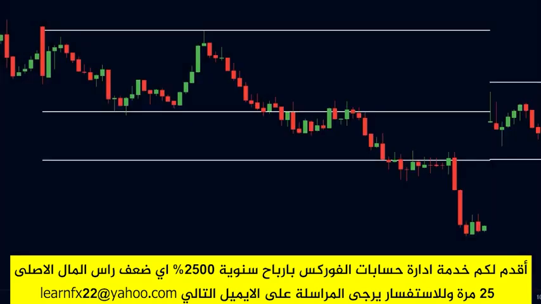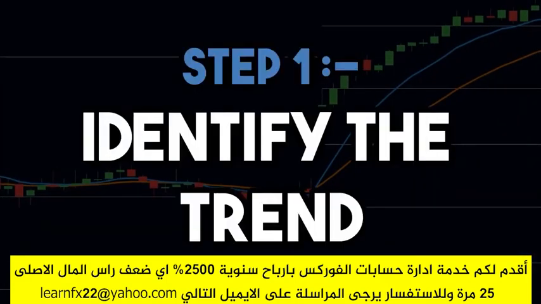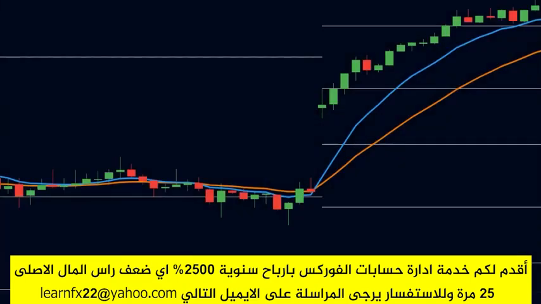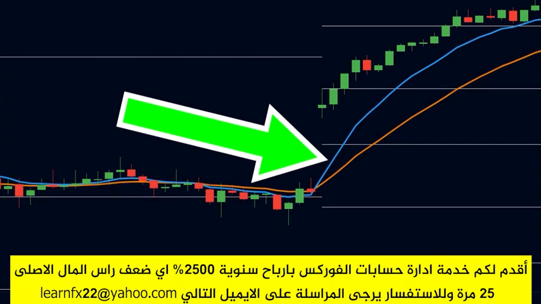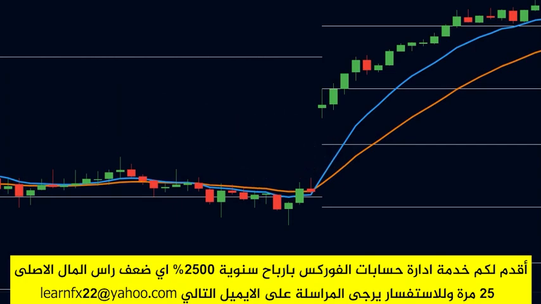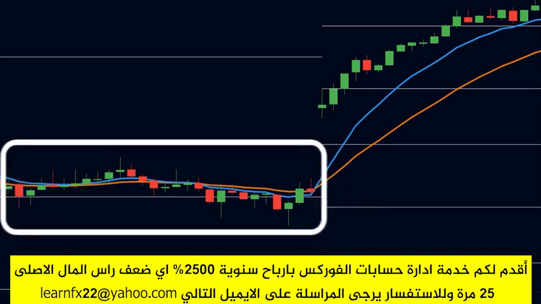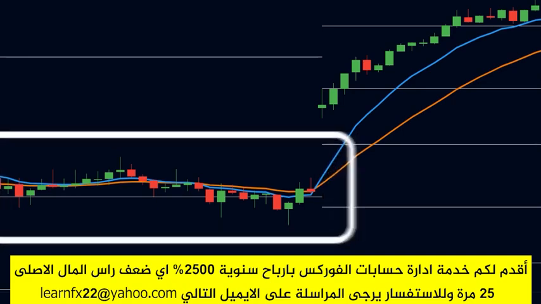Now that we have understood the indicators, let's look at the strategy. So the first step in our strategy is to identify the trend of the market. We will use the moving averages to identify the trend of the asset. Here we can see that the market was in a sideways trend on the previous day. The moving averages were flat, and there was no clear direction of the trend.